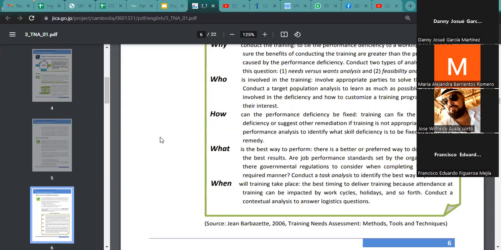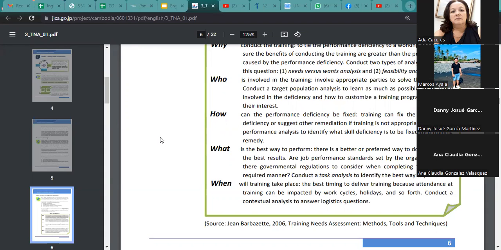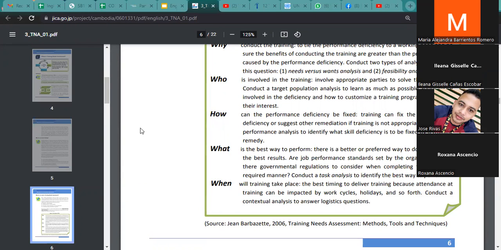So how can the performance be fixed? So this is like we need to analyze what is the problem and how can we fix that one. Do they need motivation? Do they need a new software? Do they need whatever they need, right? So how is that going to be possible? Very good. And let's see if there is anywhere. I don't think so. Okay, what that is going to be for Giselle.